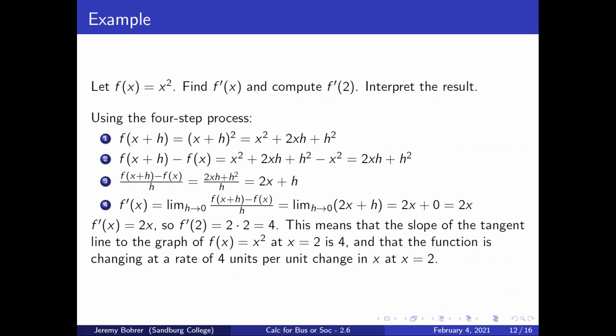f(x+h) minus f(x) over h equals 2xh plus h squared over h, which is 2x plus h. So f prime of x equals the limit as h approaches 0 of f(x+h) minus f(x) over h, which is the limit as h approaches 0 of 2x plus h, which is 2x plus 0, or just 2x. f prime of x equals 2x, so f prime of 2 equals 2 times 2, which is 4. This means that the slope of the tangent line to the graph of f(x) equals x squared at x equals 2 is 4, and that the function is changing at a rate of 4 units per unit change in x at x equals 2.